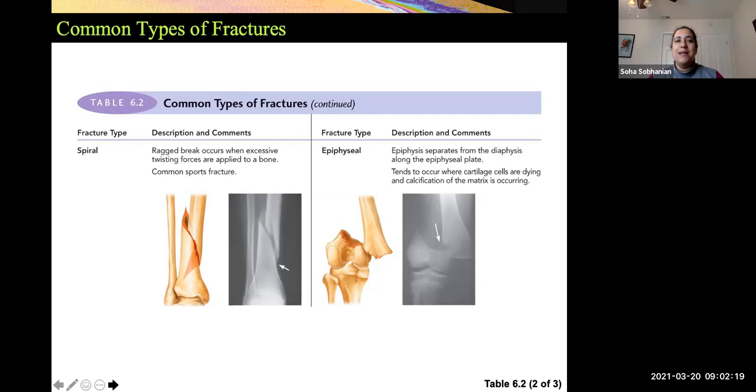Epiphyseal fracture is basically when there is cartilage damage to your tissue and you're separating the epiphysis from the diaphysis. So the epiphysis separates from the diaphysis. And you can see here is the epiphysis on the x-ray, and here's the diaphysis, and you basically separate those on the cartilage line.